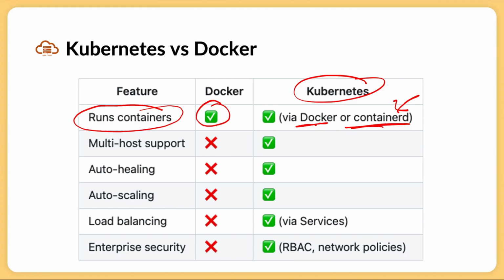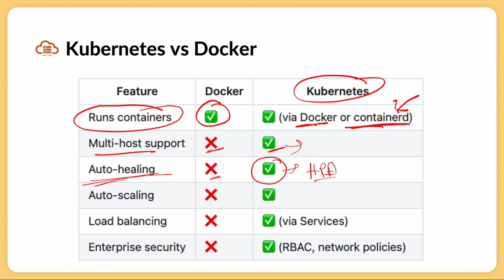Now coming to the most important thing, multi-host. As we know, Docker doesn't support multi-host, but Kubernetes supports multi-host. How? Because it has a cluster-based architecture where it will run multiple virtual machines, that are called nodes, where it will create the containers.